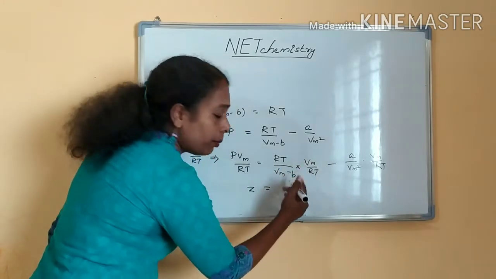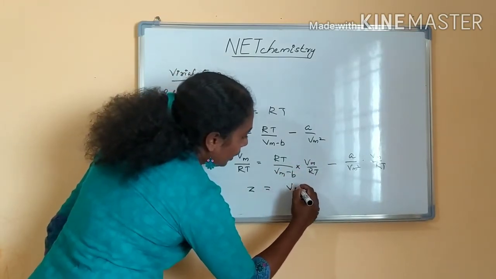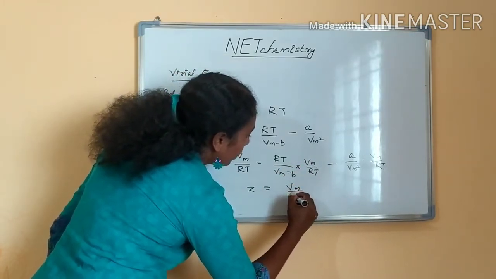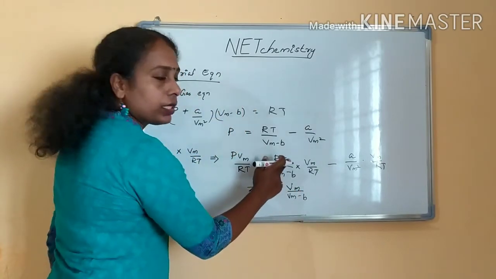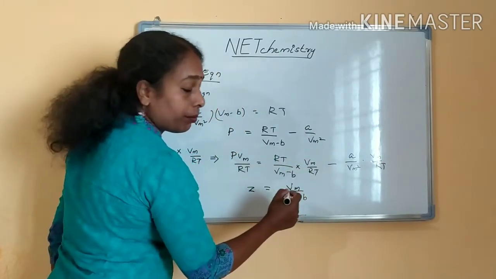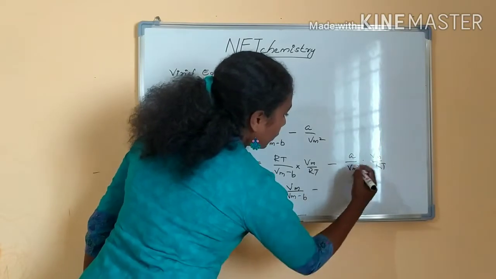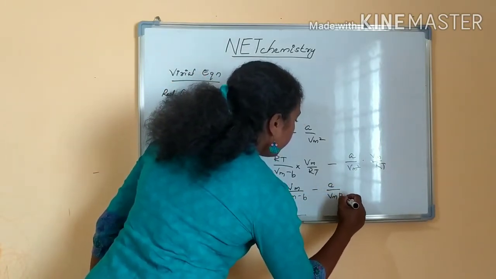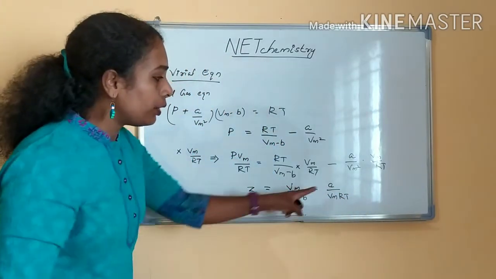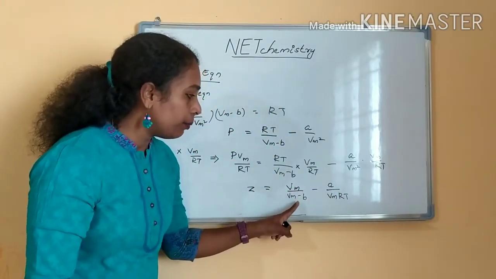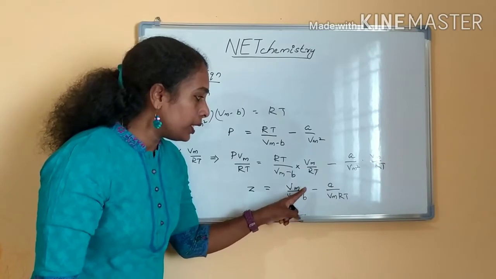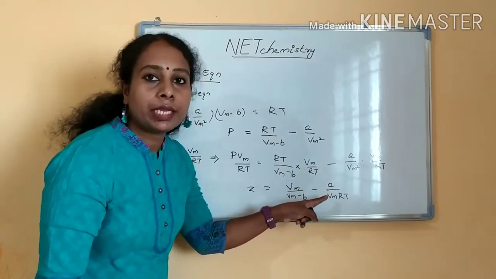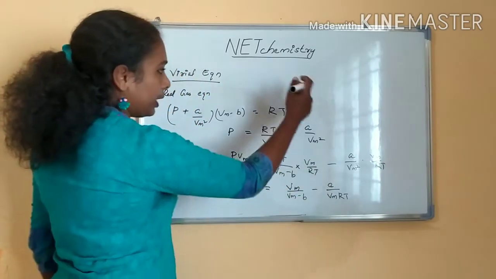So here what it will become? Vm by Vm minus B, right? See, RT cancels, Vm by Vm minus B. What it will become here? A by Vm RT, right? This is what you are going to get. Z is equal to Vm by Vm minus B minus A by Vm RT. Clear or not? So I am writing here, okay?